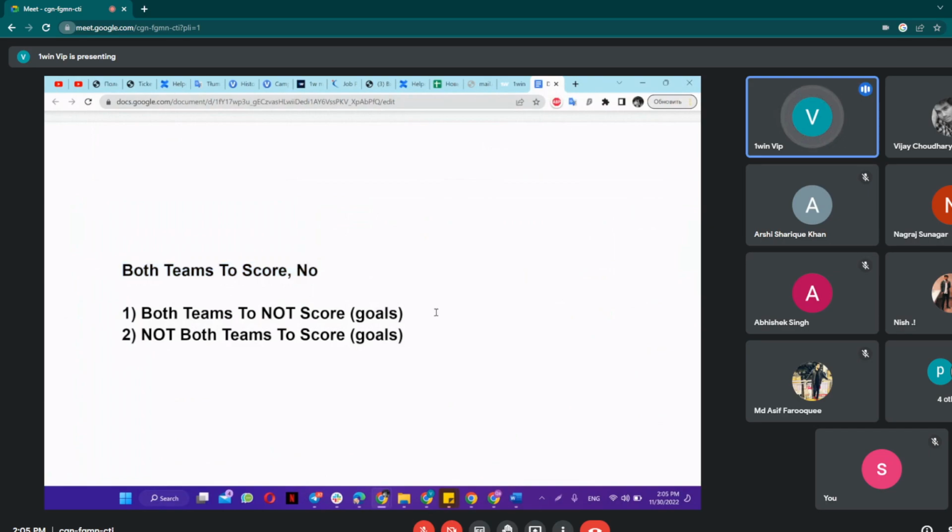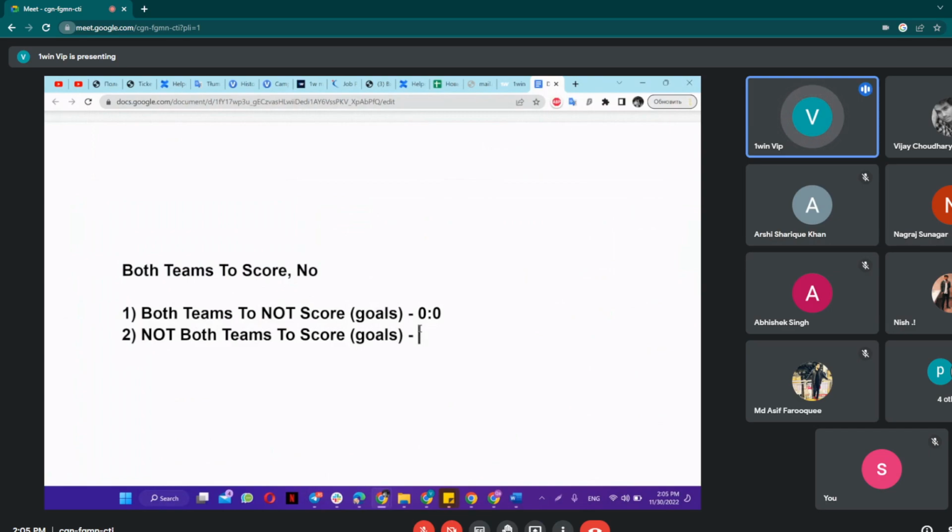Yeah, both teams to not score goals. The only possible score for this to win is 0-0. Yeah, because each of the teams didn't score any goal. But the second one is more interesting. Not both teams to score the goal.